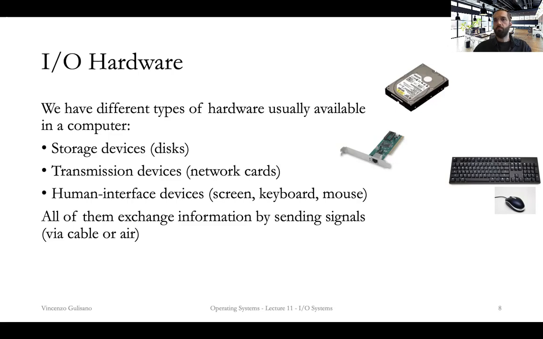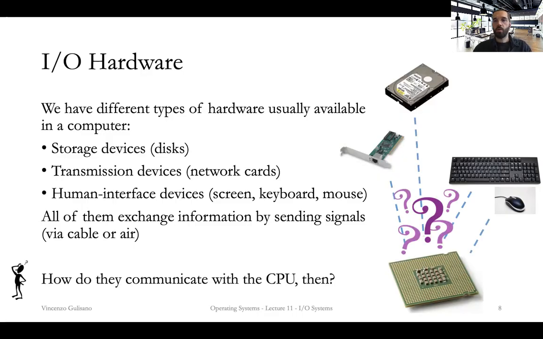And they exchange information basically by sending signals. For us, it's mainly through cables. We don't really discuss wireless too much, but of course, you also have wireless communication. So the question here is physically, how are these things connected? How do they reach the CPU? How do they get access to the CPU and share their input and output with the CPU?